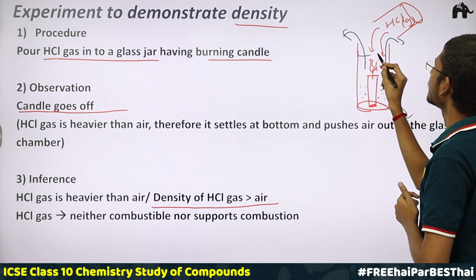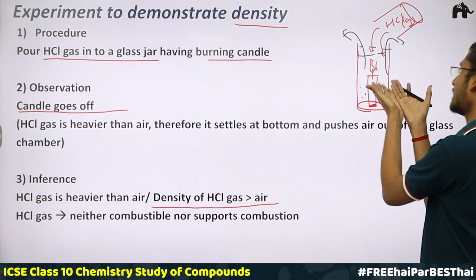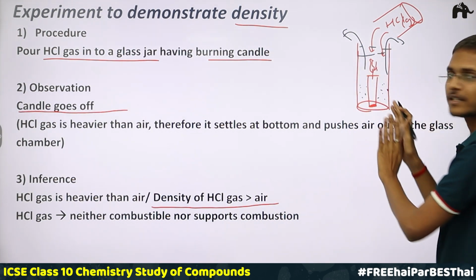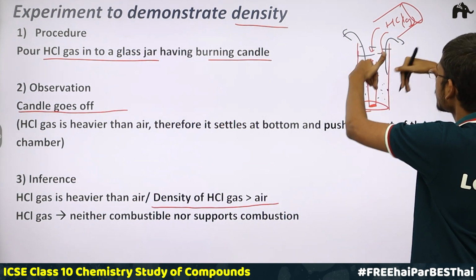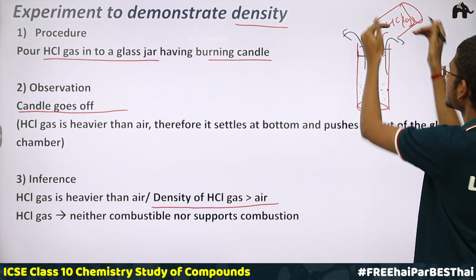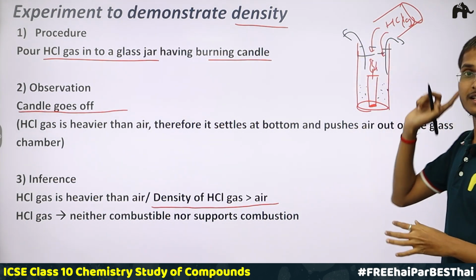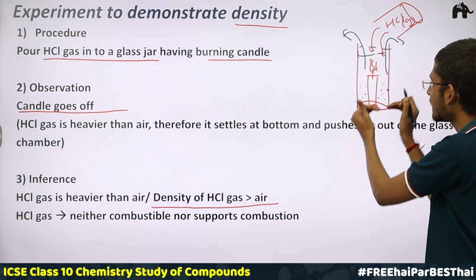And once the jar is full of HCl, the candle would, it's obvious, extinguish, because now there is no air present. No air means no oxygen. All the air is being pushed out by the HCl, because HCl is going and settling down at the bottom. And this means that our HCl is denser than the air. That's why it is going below the air. It's settling at the bottom.